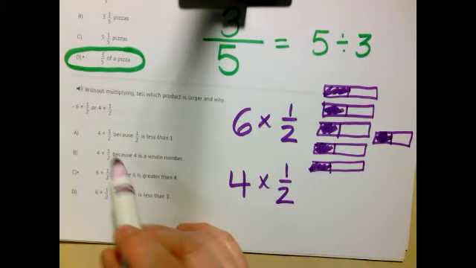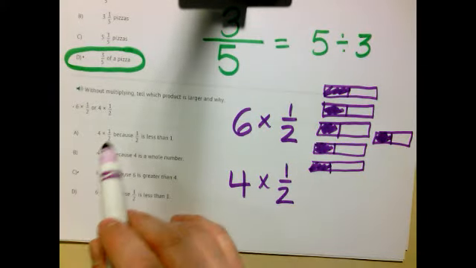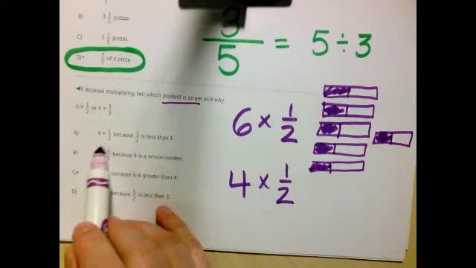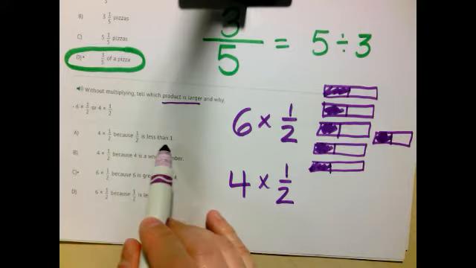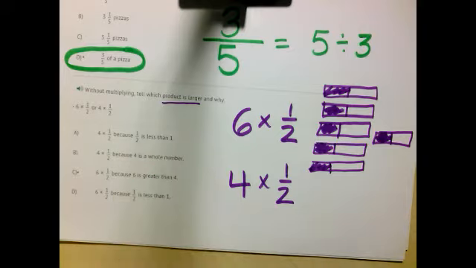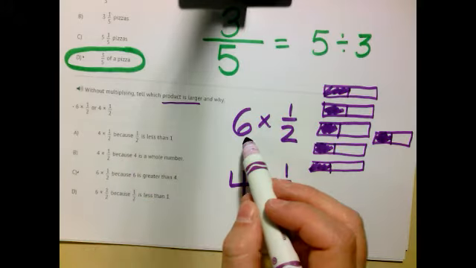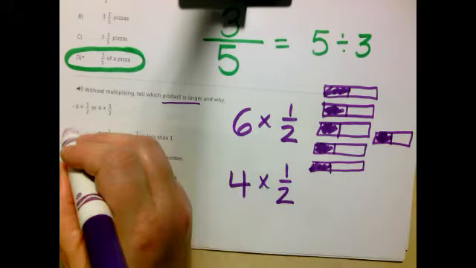So let's look at our answer choices. This says, which product is larger? A says 4 × 1/2 because 1/2 is less than 1. Well, I know that the 4 × 1/2 is not going to be larger. It's going to be the 6 × 1/2 that's larger. So it can't be A.